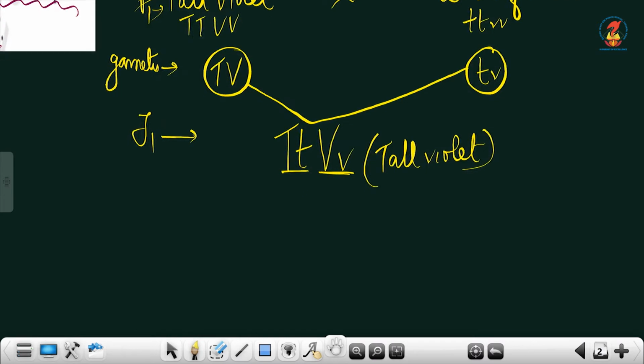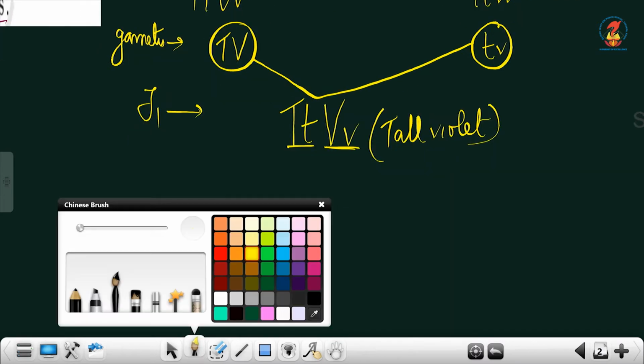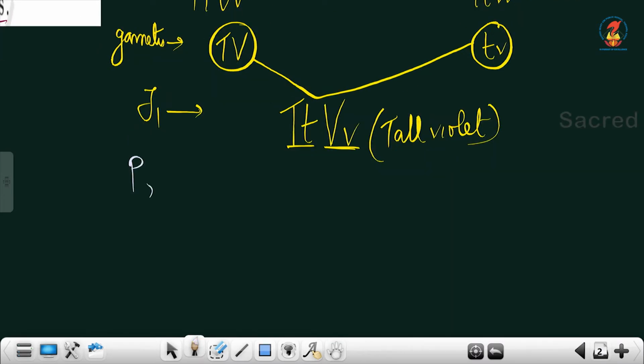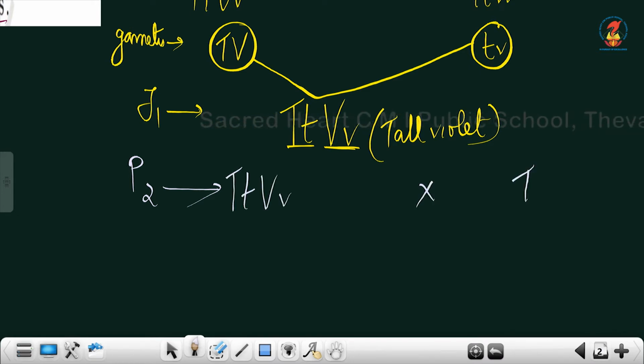Now, we are going to the F2 generation. To go to the F2 generation, definitely we have to find out the P2. And I told you P2 parents will be the selfing of this. You have to self the F1 generation. So, I am selfing it. Gametes.